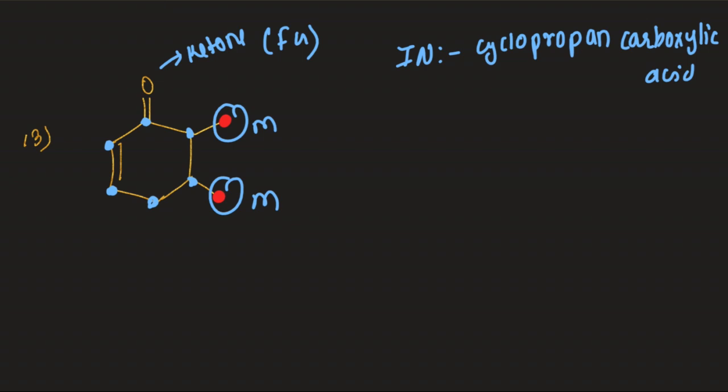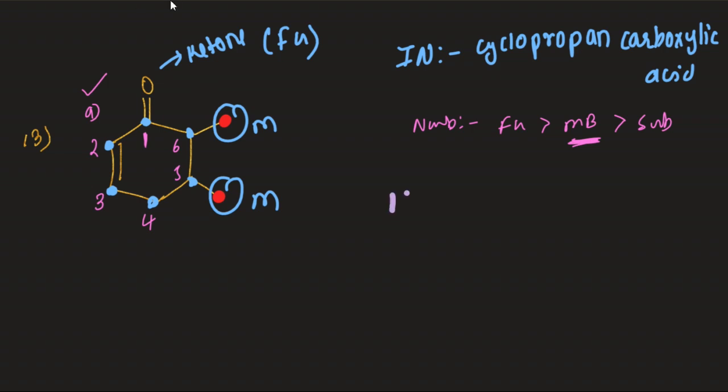While numbering, first priority should be given to the functional group. So I will write it as 1. While numbering, what is the order of numbering? Functional group greater than multiple bond greater than substituent, right? So now should I give the next number in A direction or B direction? Should I choose A direction but not B direction? Because the multiple bond should get the first priority. So hence I will write here 2, 3, 4, 5 and 6. Right. So now numbering is done.